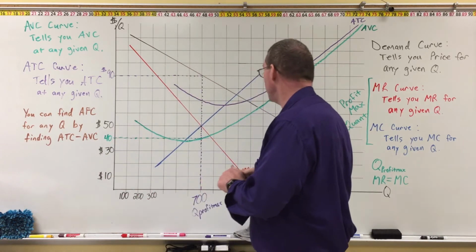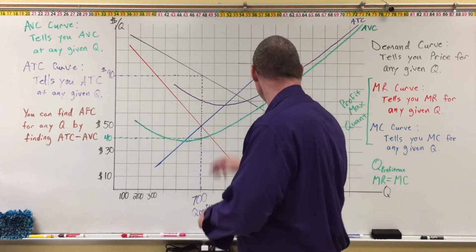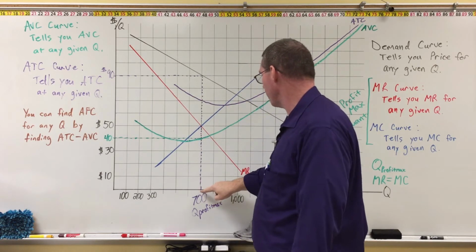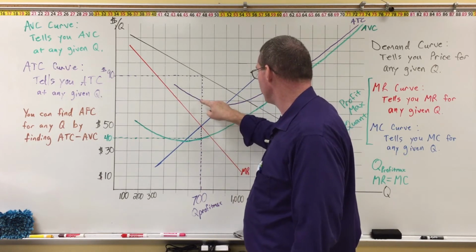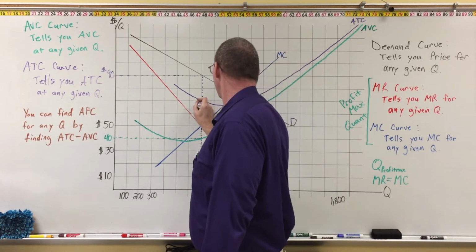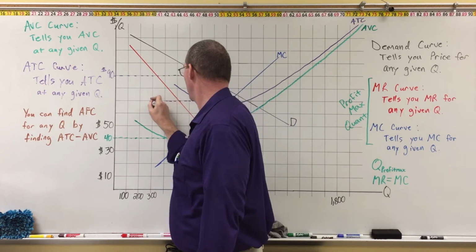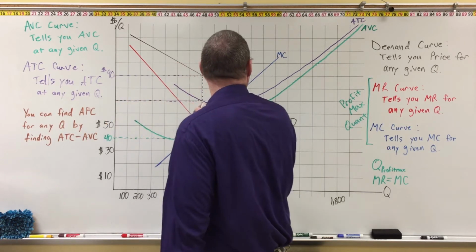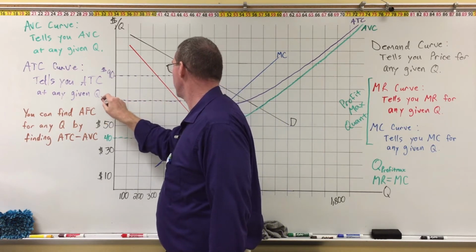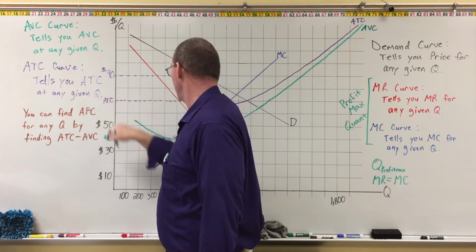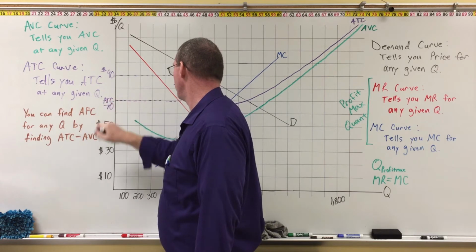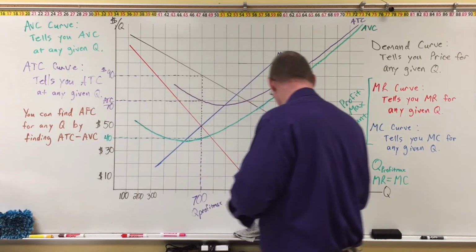And now we just need the average total cost, which is this curve right here. So at 700, we're going to go up to the average total cost, and we're going to put a little dashed line over here. And you can see that the average total cost, ATC, is 10, 20, 30, 40, 50, 60, 70. That's $70. Okay, and I'm going to put AVC right there.